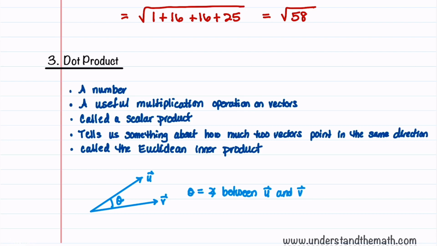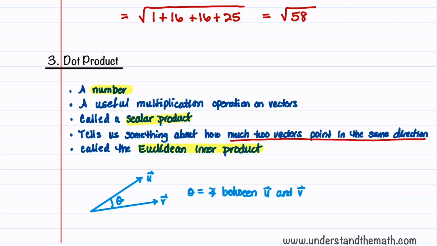Let's now talk about the dot product. The dot product is a number. It's not a vector. It's equal to a number. It is a useful multiplication operation on vectors. It is also called a scalar product. And what a dot product does physically is it tells us something about how much two vectors point in the same direction. It is also called the Euclidean inner product.